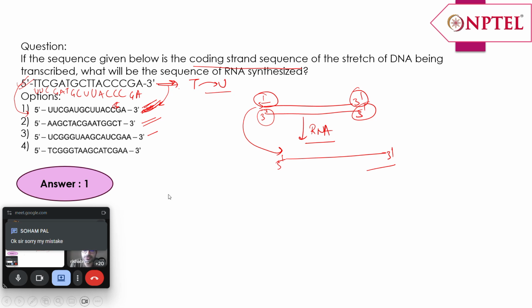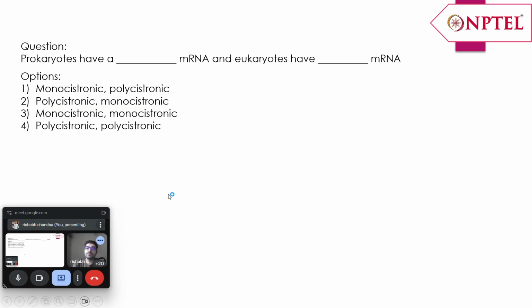Okay, let's move on to the next question. Prokaryotes have a dash mRNA and eukaryotes have a dash mRNA. So what can be the correct answer?